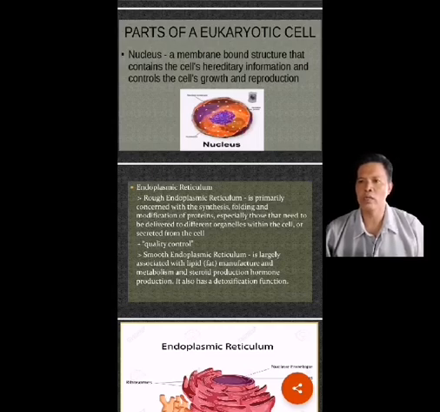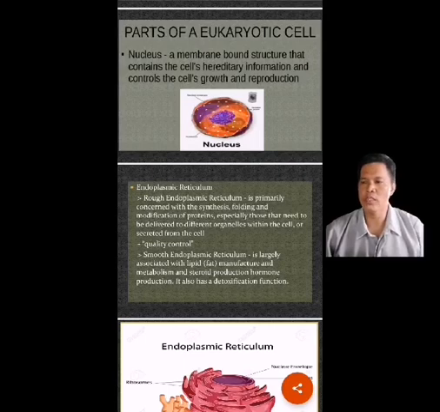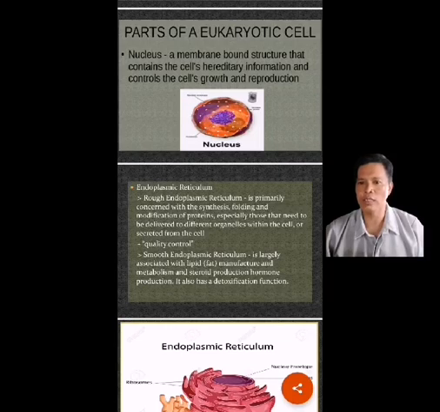The rough endoplasmic reticulum is primarily concerned with the synthesis, folding, and modification of proteins, especially those that need to be delivered to different organelles within the cell or secreted from the cell. They are the ones who act as a quality control of the cell. And the second one is the smooth endoplasmic reticulum. Is largely associated with lipid or fat manufacture and metabolism and steroid production, hormone production. It also has a detoxification function.